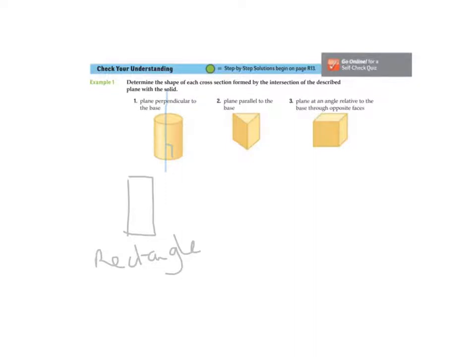So let's carry on and move over to question number 3. This time a plane at an angle relative to the base through opposite faces. Basically you're going to get a diagonal that looks like that. You start off with a square, but if you rotate it round, you're actually going to get a rectangle again, because this side is the hypotenuse and it has to be longer than the other sides. So again, you've got a rectangle from what is basically a cube.